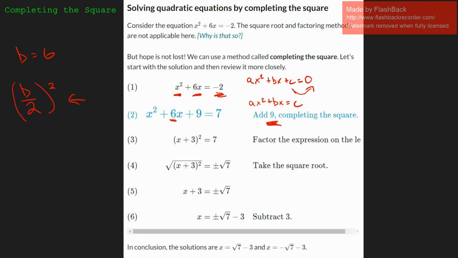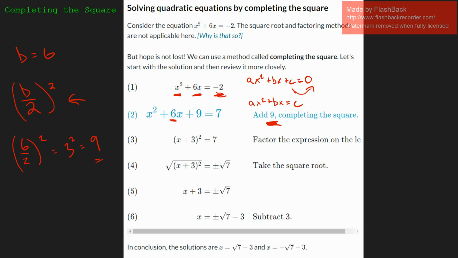So for example, if our b is 6, that's 6 divided by 2, and then we're going to square it. 6 divided by 2, of course, is 3. 3 squared, 3 times 3, is 9. So that's how they get the 9. That's how you find the number that you're going to add to both sides.